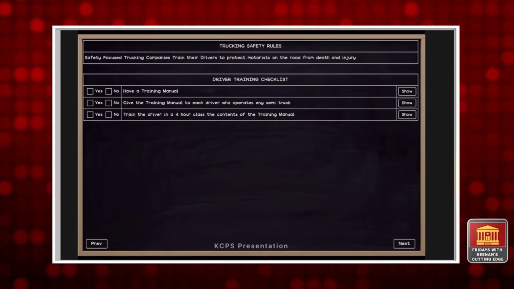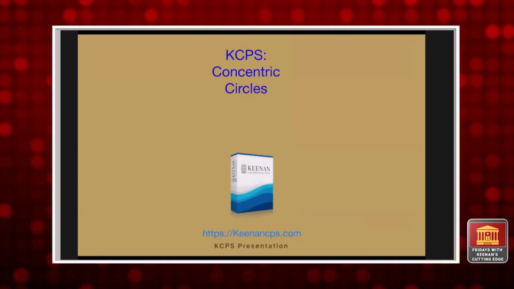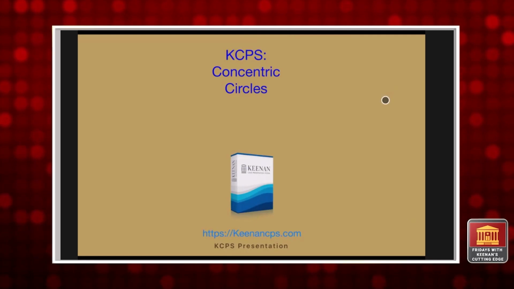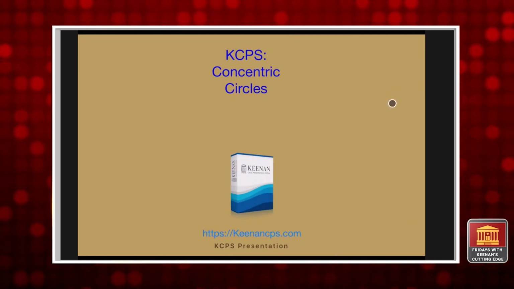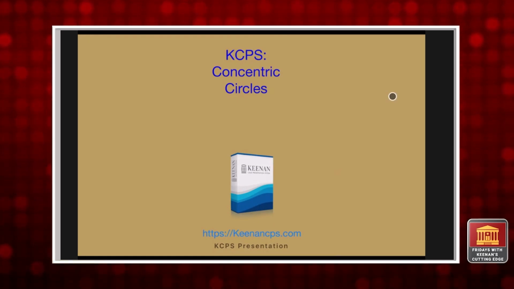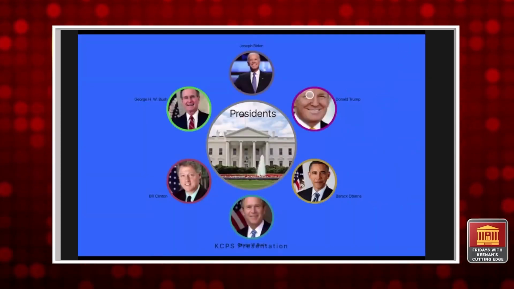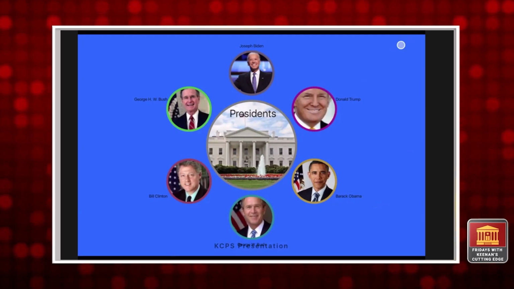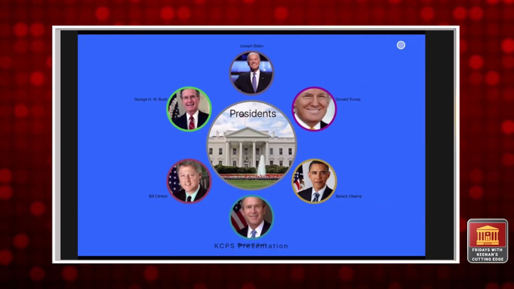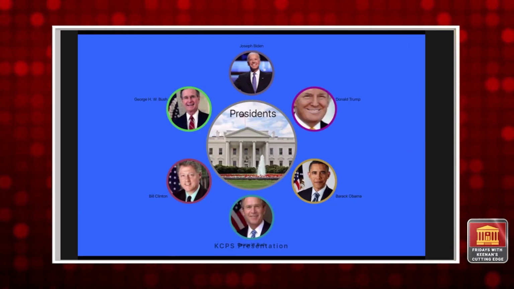Okay. All right, so concentric circles. This is a really powerful tool that is easier to do in Keenan Case Presentation System than any other software I've ever played with. Simple one with the presidents. Once you have the pictures and you know what you're going to write, you can put this together in 10 minutes easily.